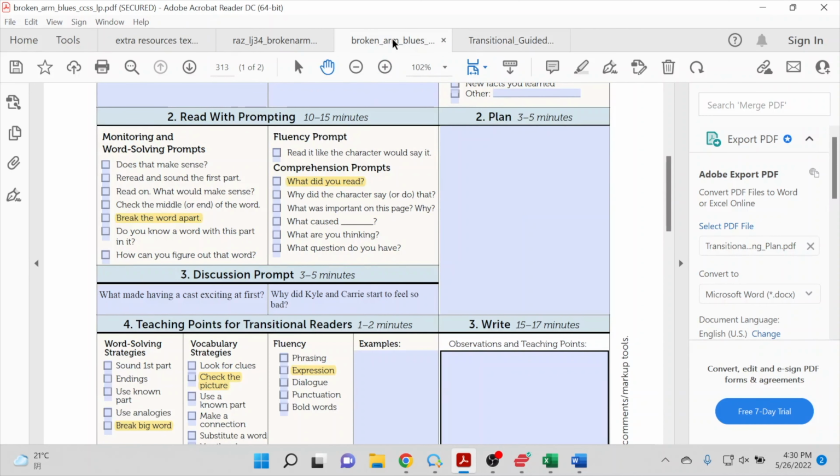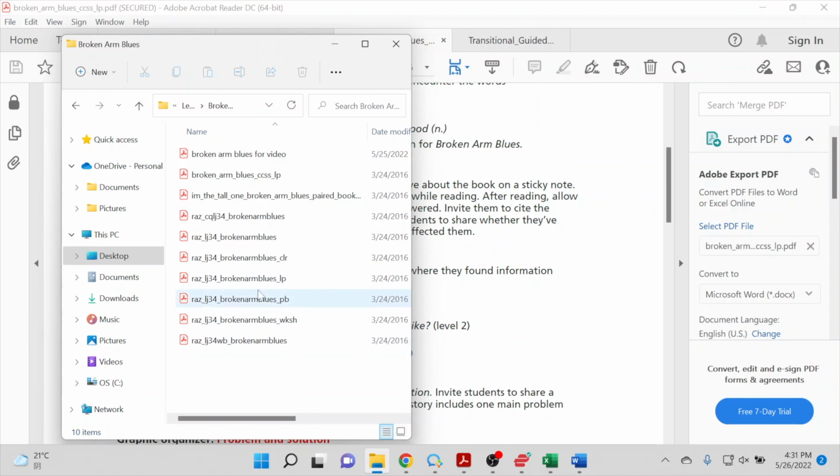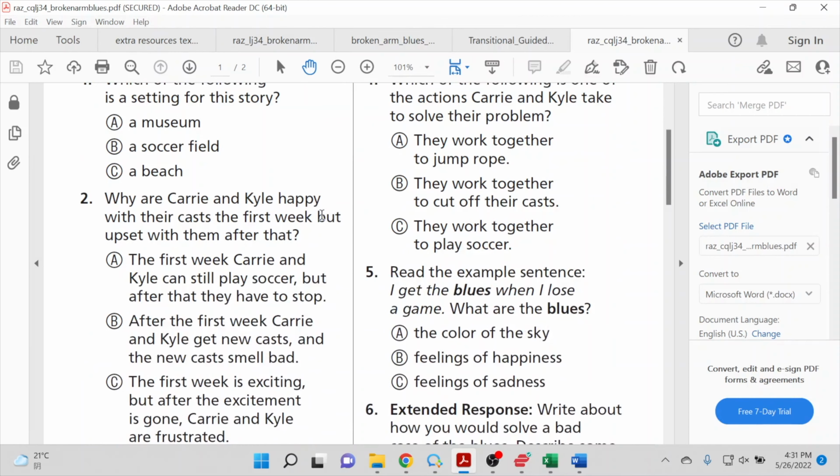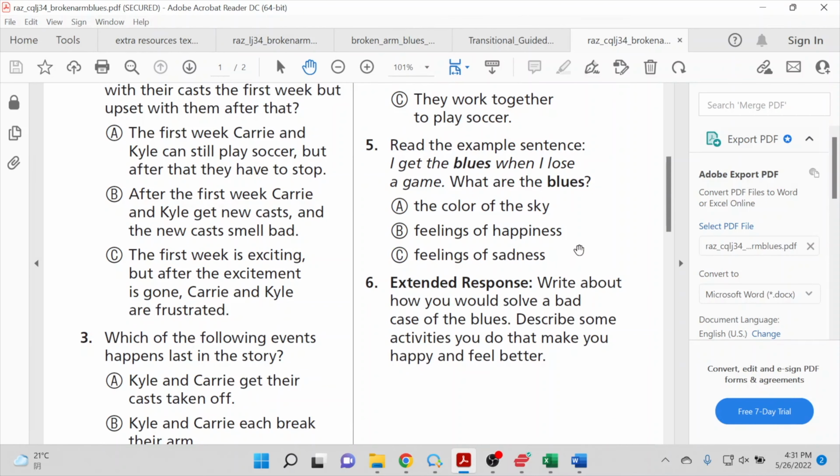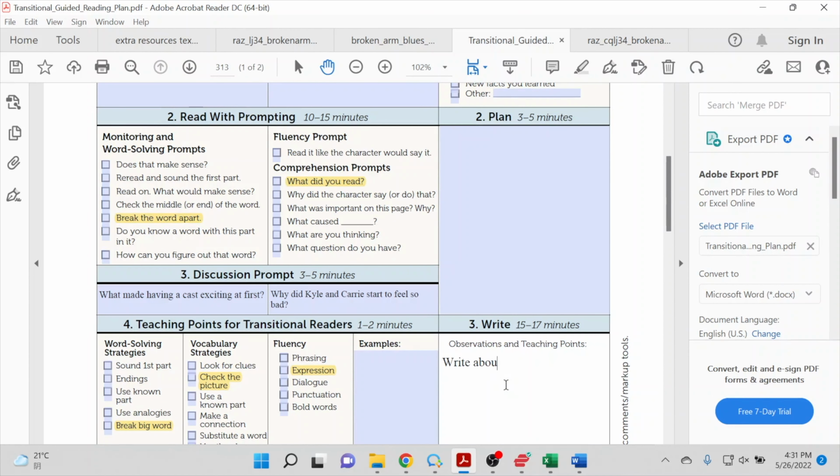And the writing that we're going to do for this, I'm going to find from here, comprehension questions, extended response. Write about how you would solve a bad case of the blues. Sounds good. Write about how you would solve a bad case of the blues. Describe some activities.